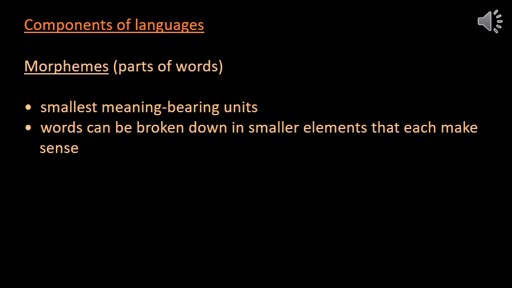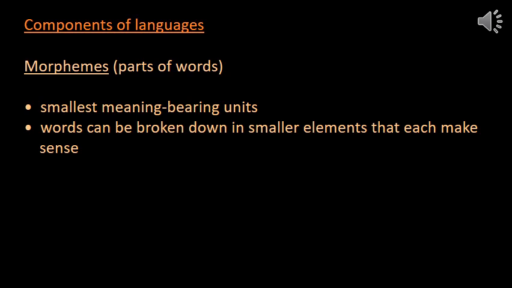Morphemes are parts of words. They're not syllables, they're different because every morpheme of a word has a meaning. In some languages, there is one word for every morpheme. But in most human languages, words contain many, at least two, meaning-bearing units. So words can be broken down into smaller elements that mean something.